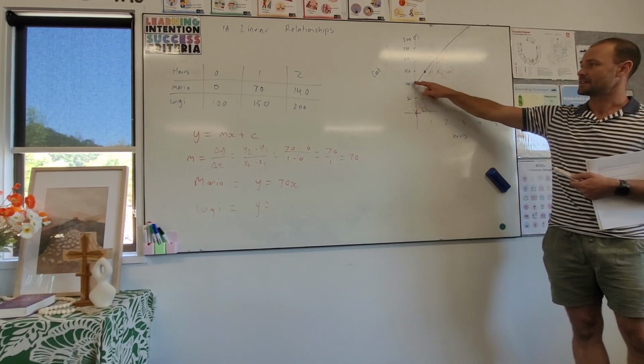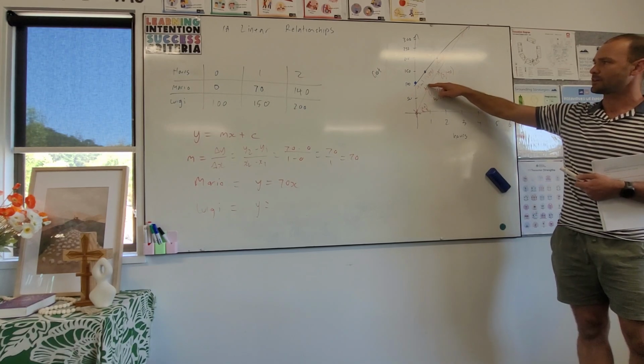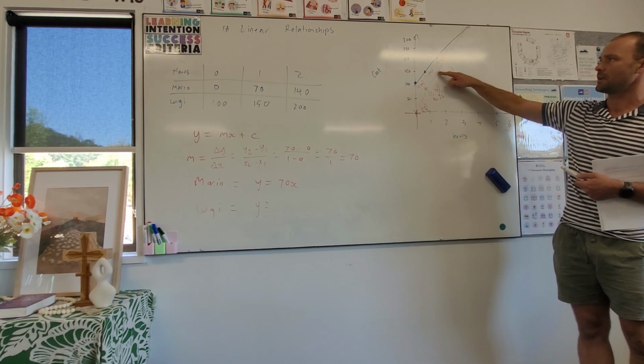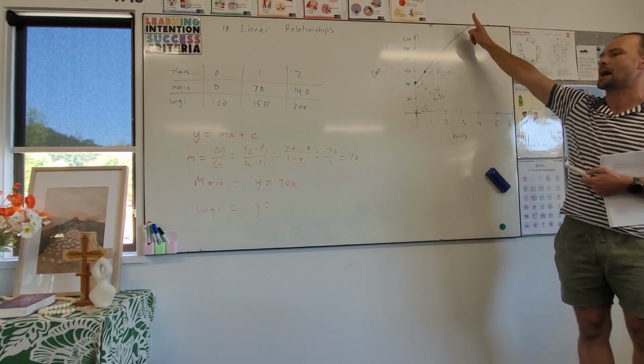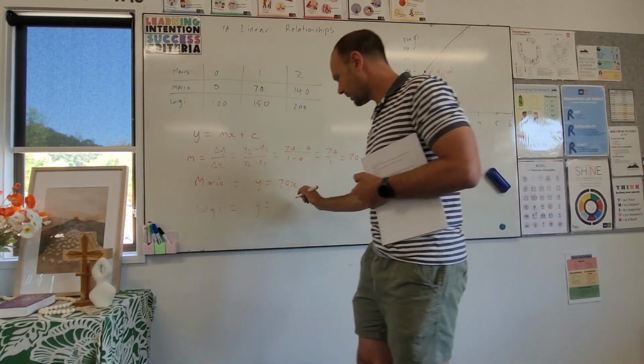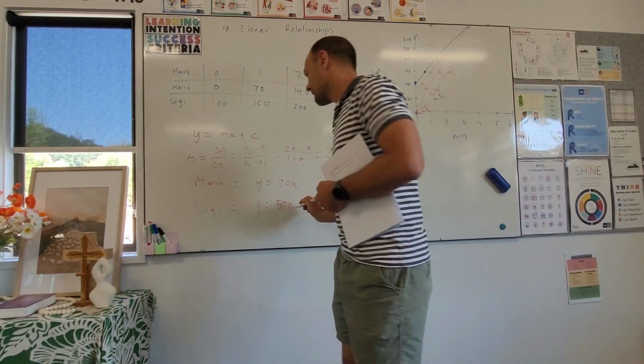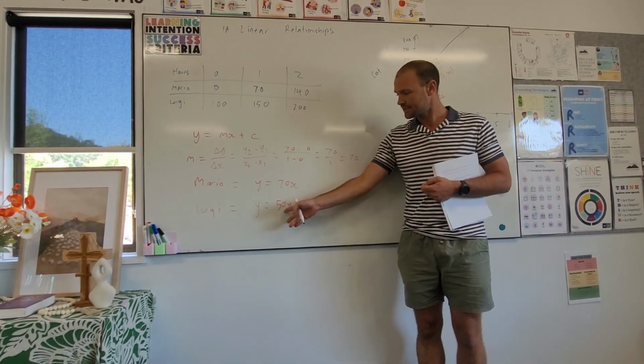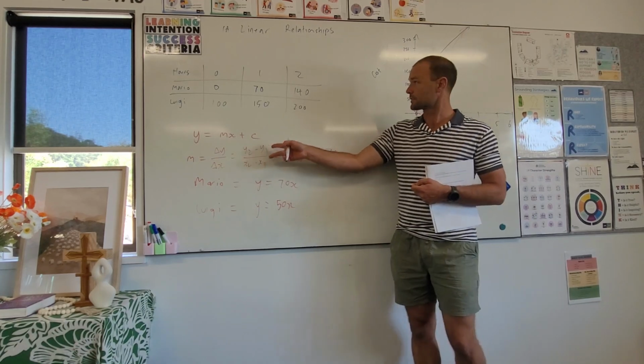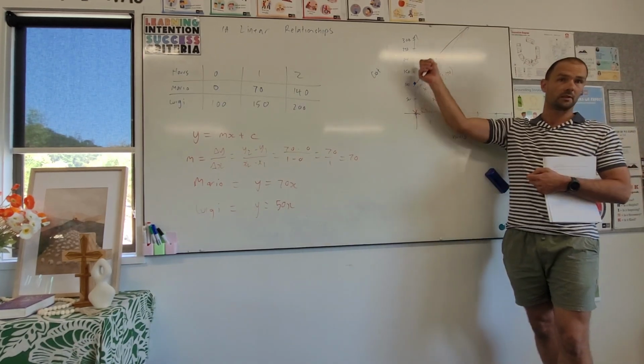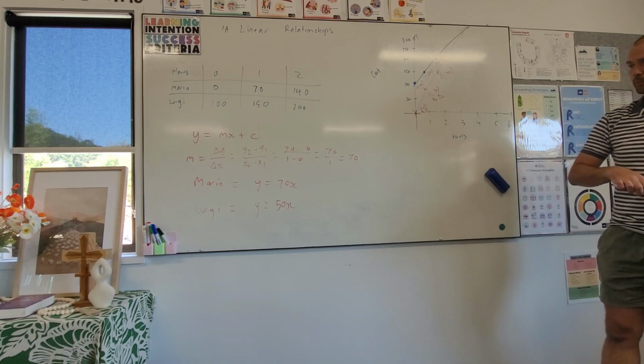As x goes across 1, y goes up 50. Across 1, up 50. Across 1, up 50. The slope for Luigi is 50. Now if you can't see that, you can get it just using the slope formula from any of the coordinates that we have here. That's a perfectly suitable way of getting it.